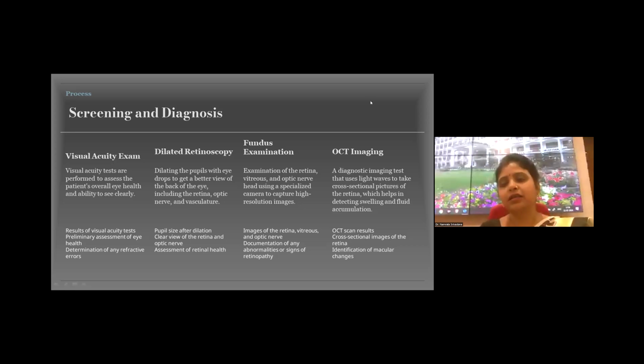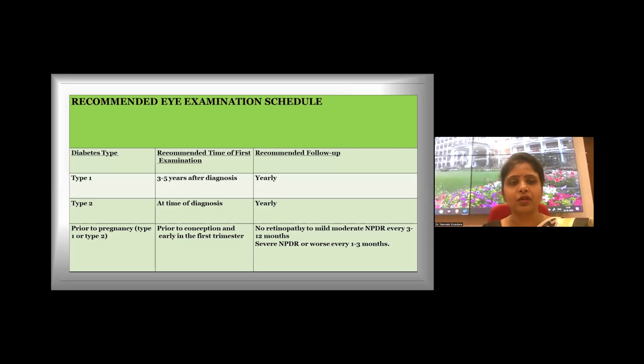The fourth diagnostic process is OCT. OCT, optical coherence tomography, is an imaging technique which uses light waves to take a cross-sectional picture of the retina, which helps in detecting swelling and fluid accumulation. So the cross-sectional image of the retina identifies macular changes. These basic tests are helpful in the diagnosis of diabetic retinopathy.